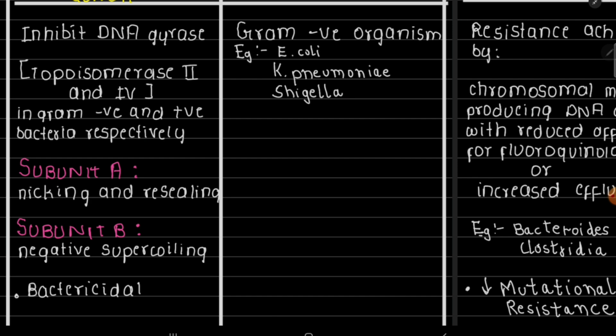Okay, so DNA gyrase has two subunits: subunit A, which is responsible for nicking and resealing of the DNA, and subunit B, which is responsible for negative supercoiling of the DNA. Both these subunits are important in the action of DNA gyrase because, like we said, subunit A is responsible for nicking and resealing of the DNA strands, and subunit B brings about negative supercoiling, which counteracts the positive supercoiling that the DNA strand undergoes when it is unbound.